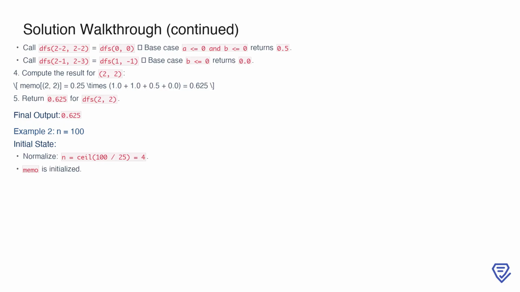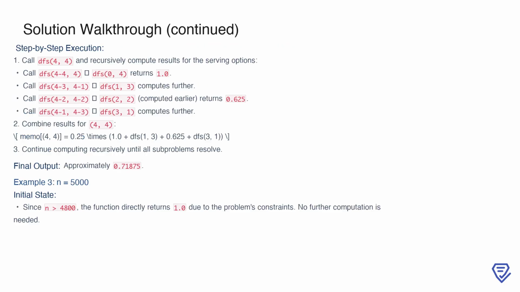Similarly, for the next example, where n is set to 100, normalization scales it down to 4, and we initialize the memo dictionary again to start the recursive process. To compute the probability for n equals 100, we start with the state 4, 4, and recursively explore all possible outcomes for the 4 serving operations.